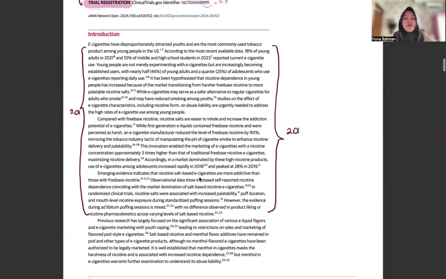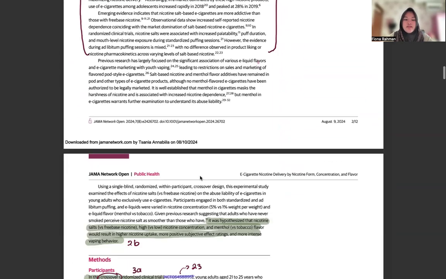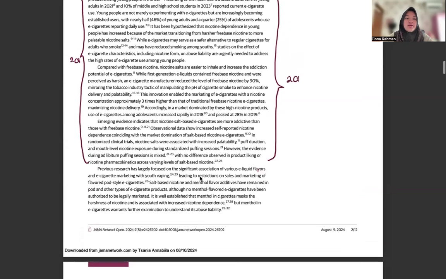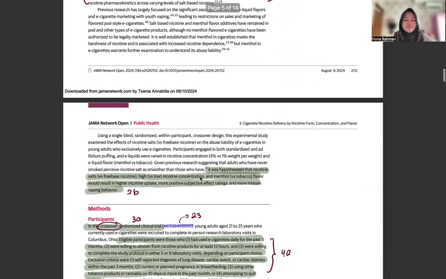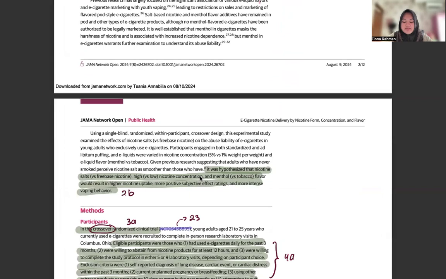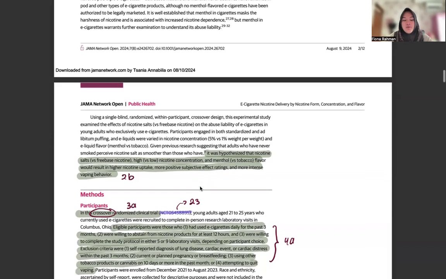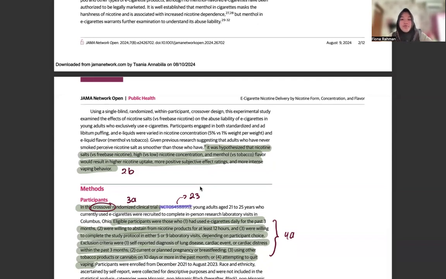Okay, next, we will move to the introduction section. In the first until third paragraph of the introduction section, it explains the scientific background and also the explanation. Next, at the end of the fifth paragraph in this introduction, I find the specific objective and also hypothesis. It's written that they hypothesize that nicotine salt versus free-base nicotine, high versus low nicotine concentration, and menthol versus tobacco flavor would result in higher nicotine uptake, more positive subjective effect ratings, and more intense vaping behavior. Okay, I have told you about the items in the title, abstract, and also introduction.